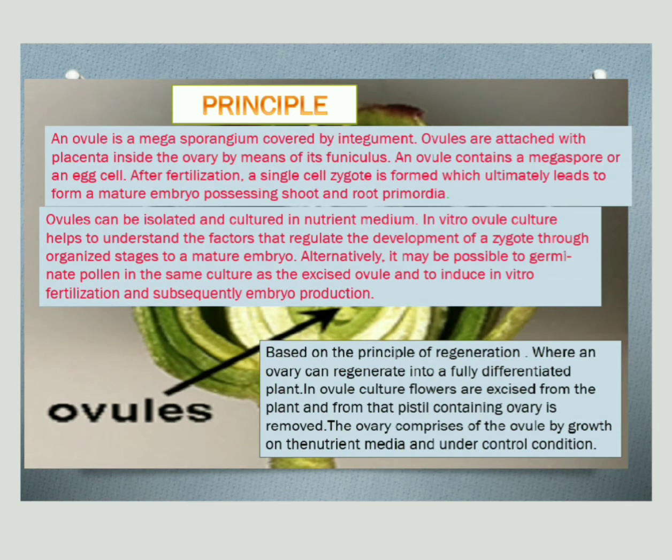Then the principle. The basis of this principle is regeneration, where an ovary can regenerate into a fully differentiated plant. In ovule culture, the flowers are taken from the plant, and from that the pistil containing the ovary is removed. The ovary comprises the ovule.